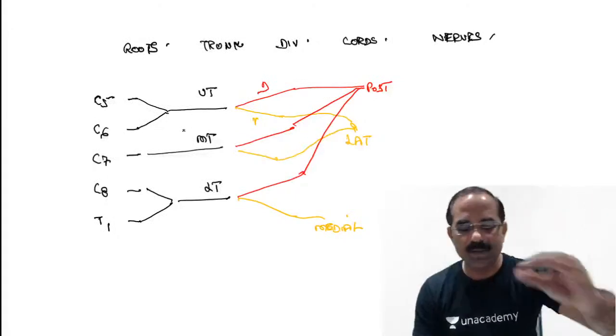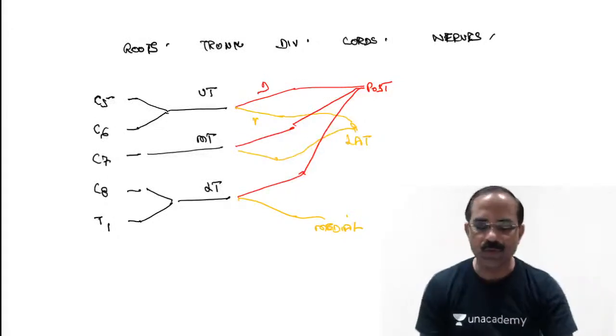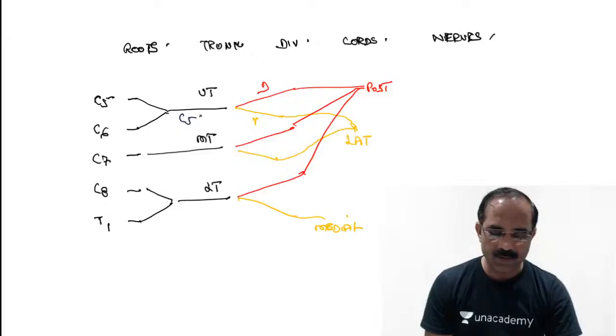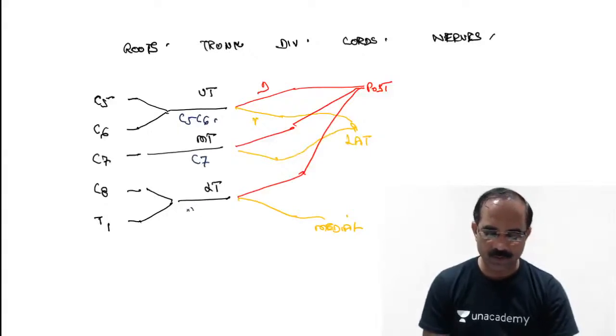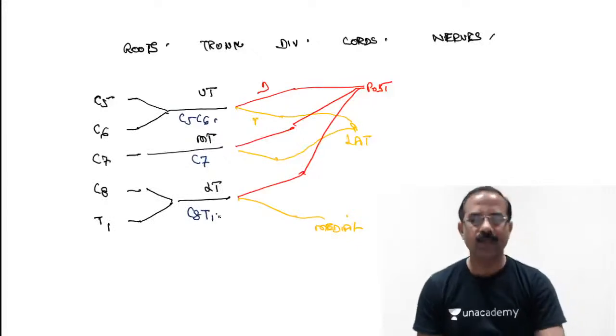How is the upper trunk formed? The upper trunk is formed by C5, C6 roots. So the root value is C5, C6 for the upper trunk. For the middle trunk, C7. The lower trunk is C8 and T1.